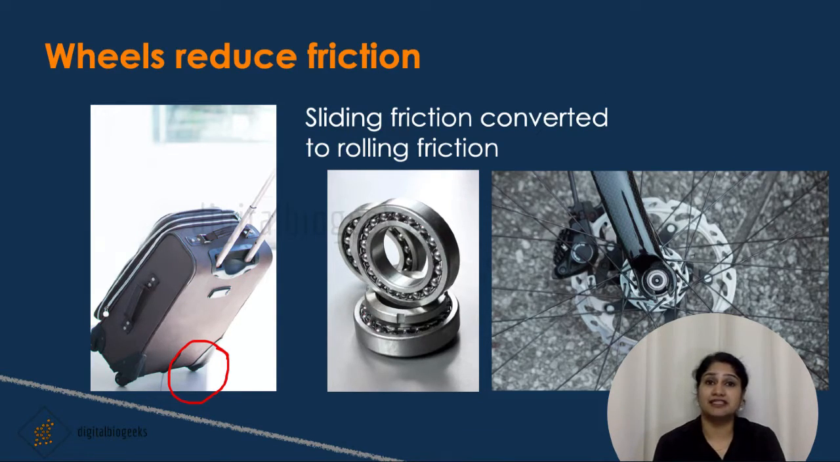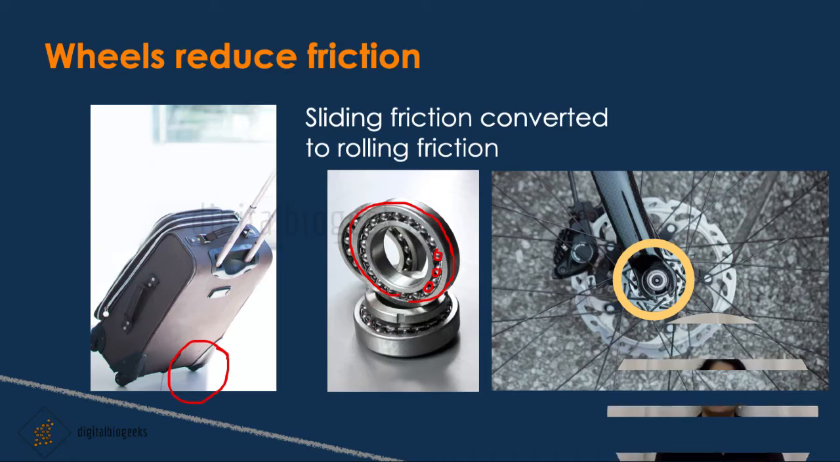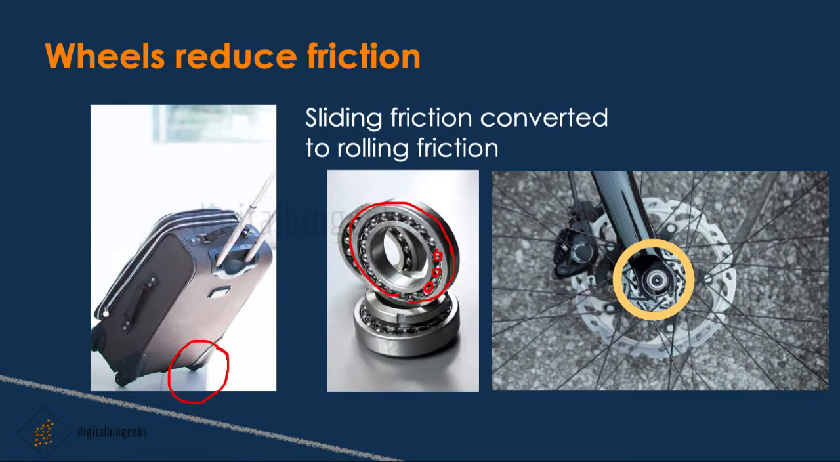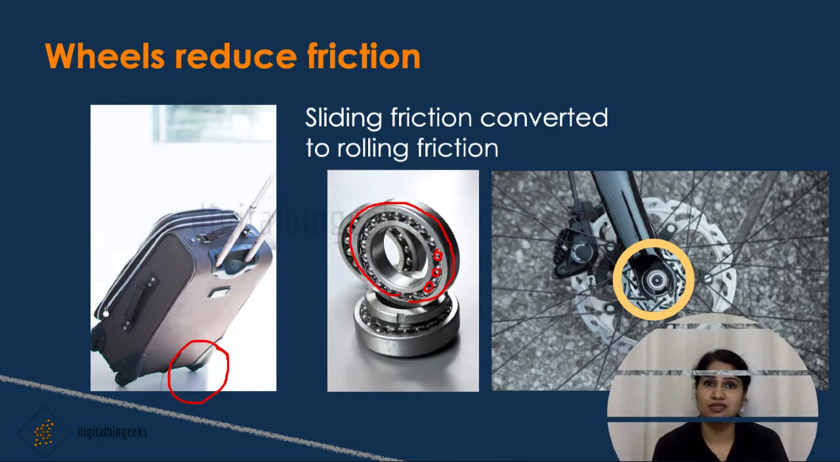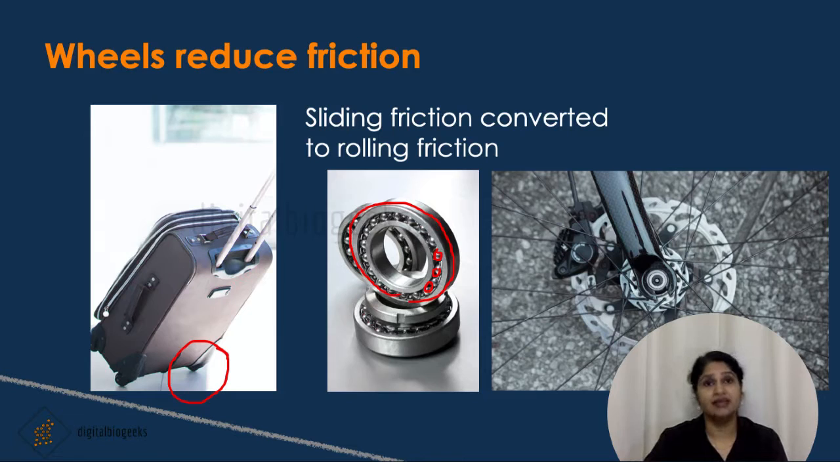This principle is used in ball bearings. Ball bearings are metal rings and inside them metal balls are there, and these ball bearings are inserted in between the hub of the wheel and axle of a cycle. When the cycle revolves, this ball bearing moves and it will reduce the friction. Here sliding friction is converted into rolling friction.